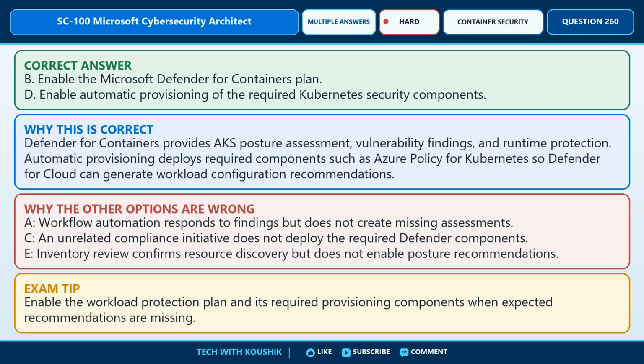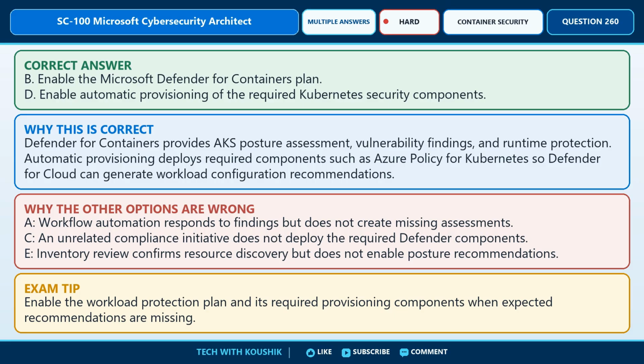The correct answers are Option B, enable the Microsoft Defender for Containers plan, and Option D, enable automatic provisioning of the required Kubernetes security components. Here's why. Defender for Containers provides AKS posture assessment, vulnerability findings, and runtime protection. Automatic provisioning deploys required components, such as Azure Policy for Kubernetes, so Defender for Cloud can generate workload configuration recommendations.